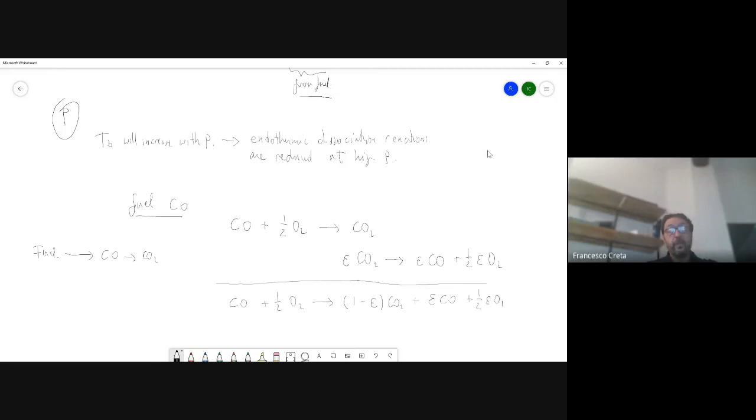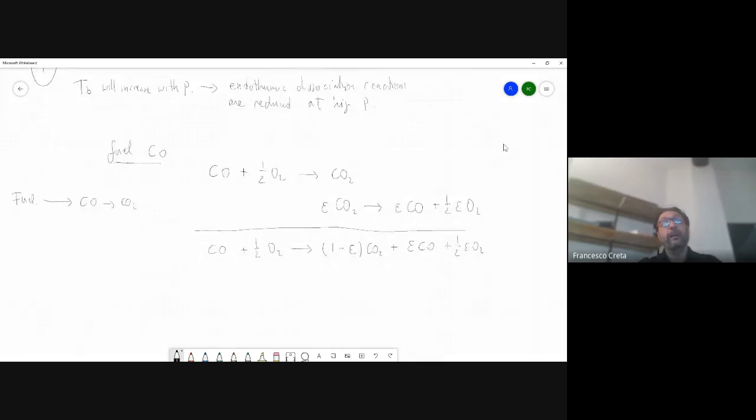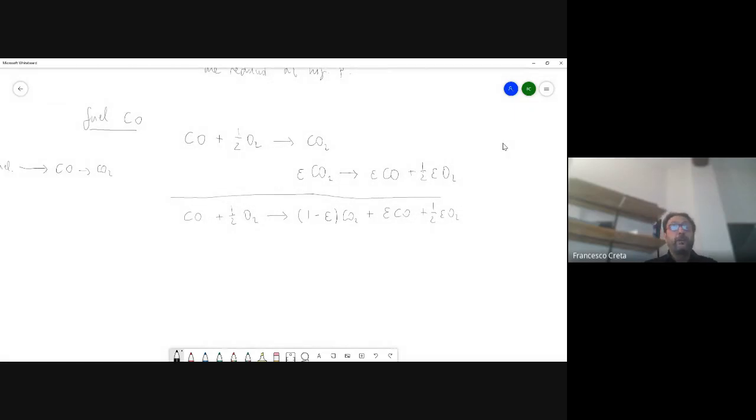Okay, so this is essentially the overall what's happening. You have the final oxidation, which is not complete. You see, you have a small amount of dissociation, which we said is epsilon. Now keep this in mind. Suppose that I go back to my full oxidation reaction.